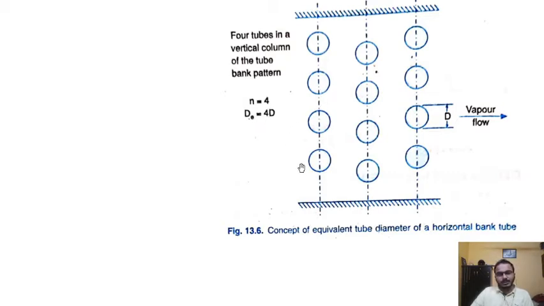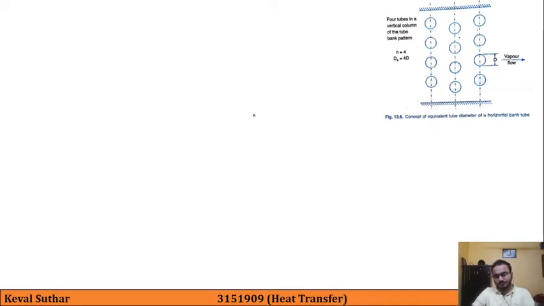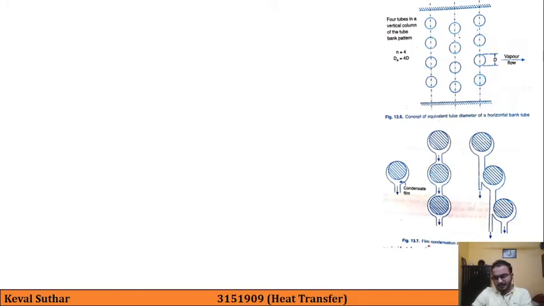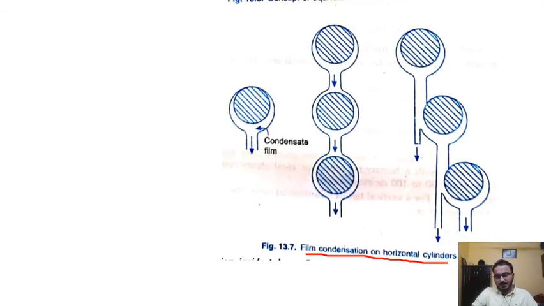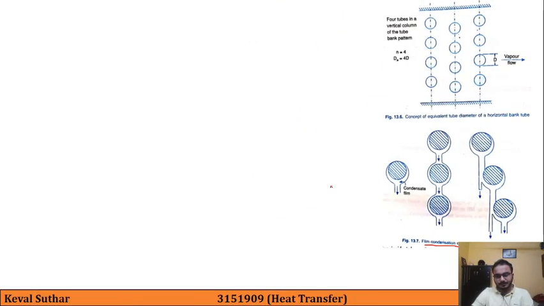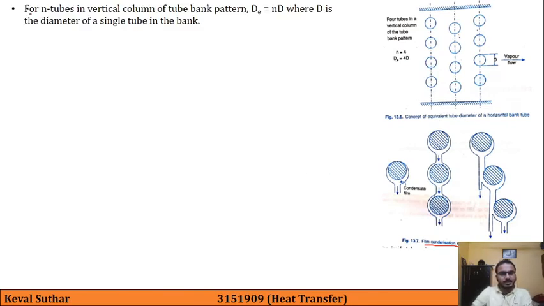What you need to do in such cases is multiply the number of tubes with the tube diameter, and that will give us the equivalent diameter DE. And this is the case of film condensation on horizontal cylinders that we will discuss now. Here for n tubes in a vertical column of tube bank pattern, DE is equal to n times D, where D is the diameter of a single tube in the bank.